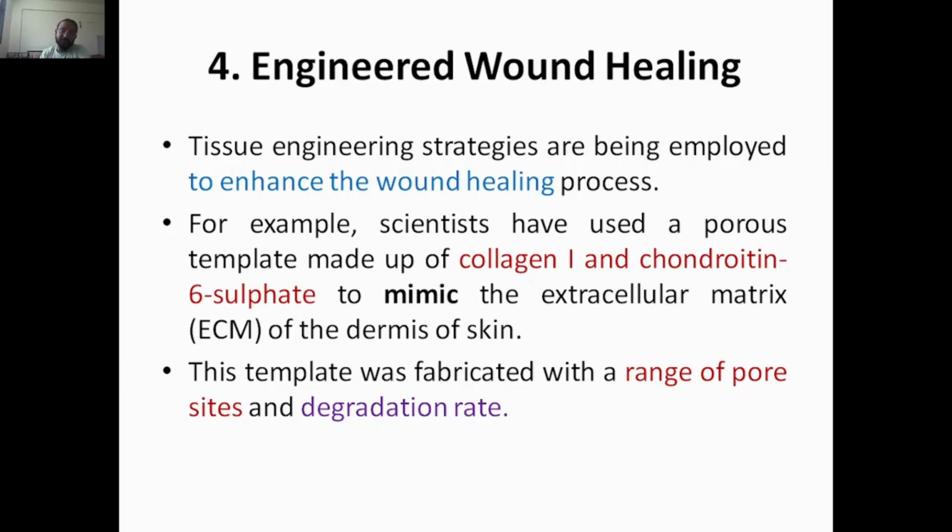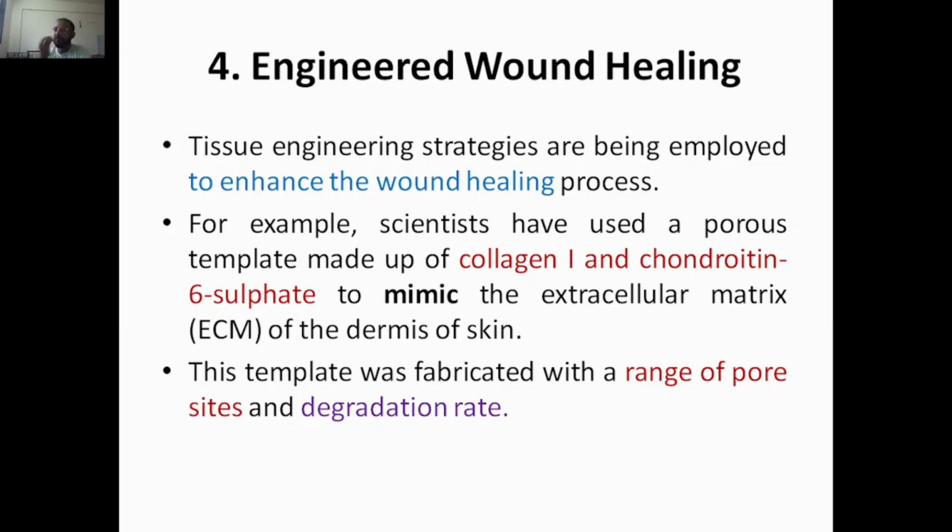This porous template is made up of collagen 1 and chondroitin 6 sulfate. For what purpose? This is to mimic the extracellular matrix of the dermis of skin. We know that every cell and every tissue has an extracellular matrix. So the dermis, that is, the dermis layer of the skin, has its ECM.